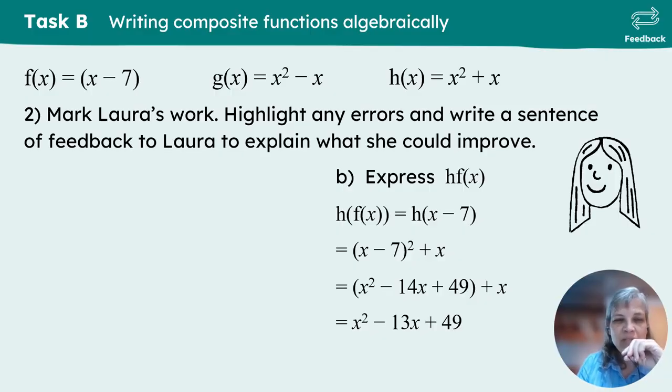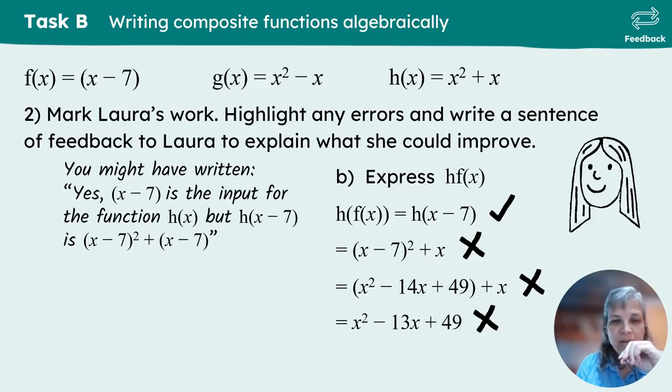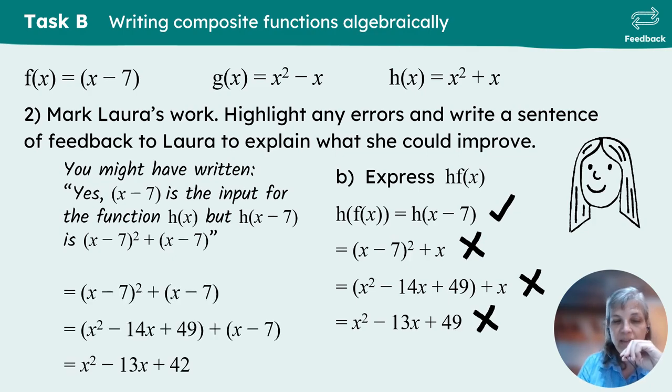Okay, second one, how did Laura do on this one? She got it right at first, but then she forgot to substitute x minus 7 also into the spot of x. So it leads to an error, and you may have written that x minus 7 is the input for the function, but it should be x minus 7 squared plus x minus 7, and then it would be simplified after that. So it would lead to x squared minus 13x plus 42 instead. All right, that was question number 2.